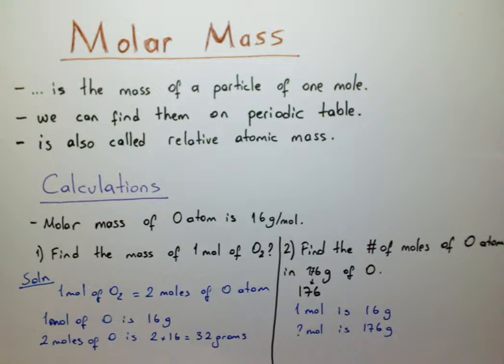The second question is to find the number of moles of oxygen atoms in 176 grams of oxygen. What we do here is a direct proportion. 1 mole of oxygen is 16 grams, so how many moles of oxygen is 176 grams? We make a cross like this, and we can find the moles by dividing 176 over 16, and it is 11 moles of oxygen atoms.